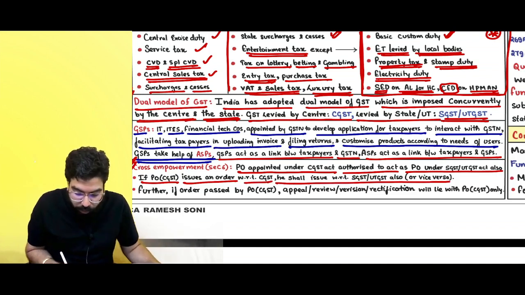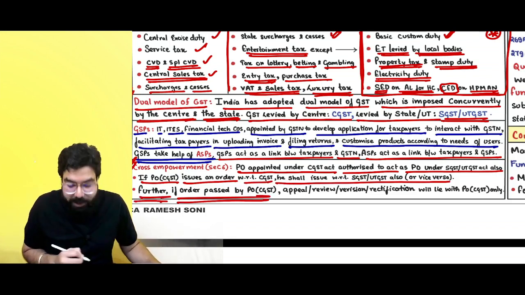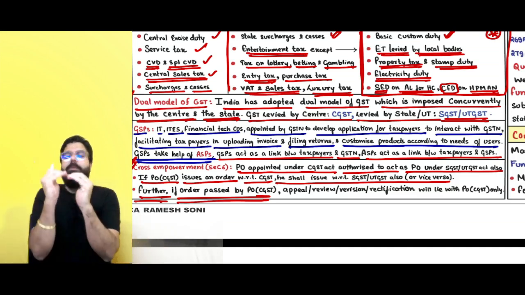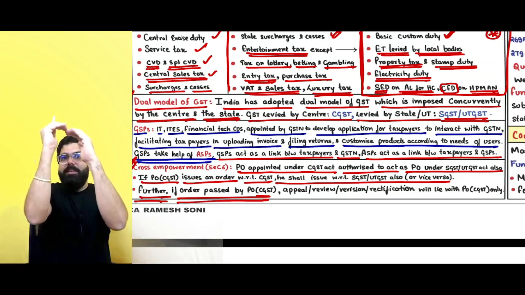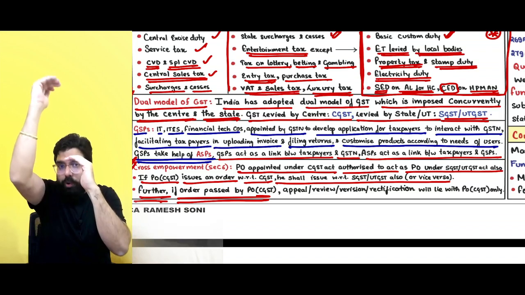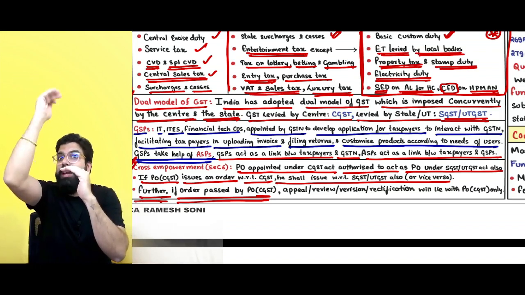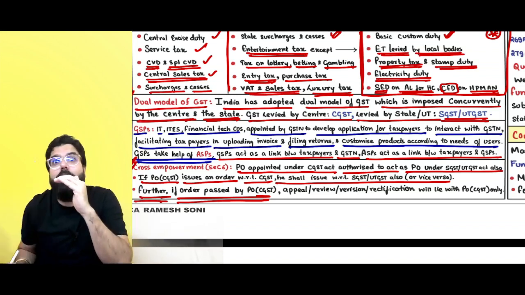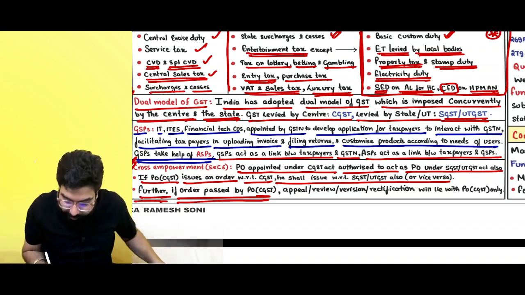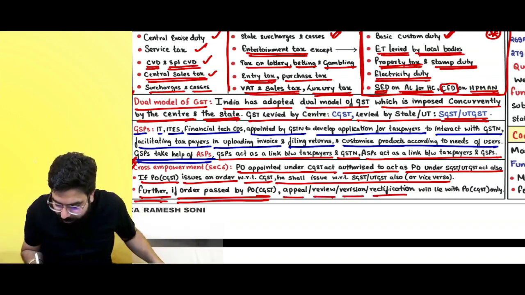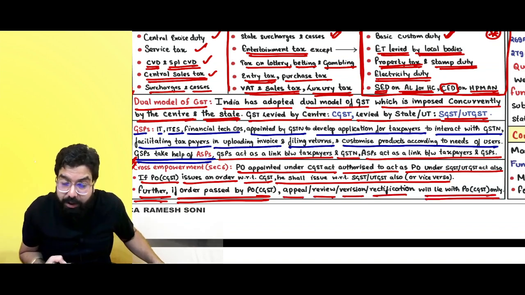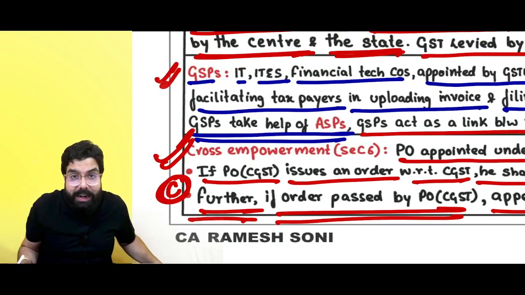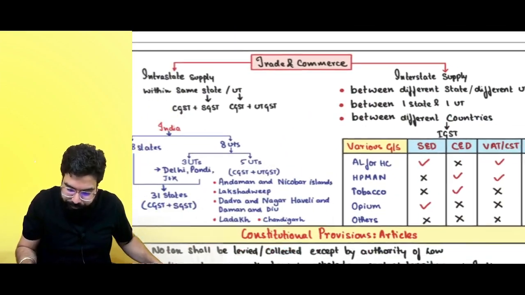UTGST also. Further, if an order is passed by the proper officer under CGST, when I go for an appeal, that officer also has to be a CGST officer only. When I go for an appeal, I can't go to an SGST officer. It says appeal, review, revision, rectification will lie with the proper officer under CGST only. I find this also as a C graded kind of question, so please mark it.